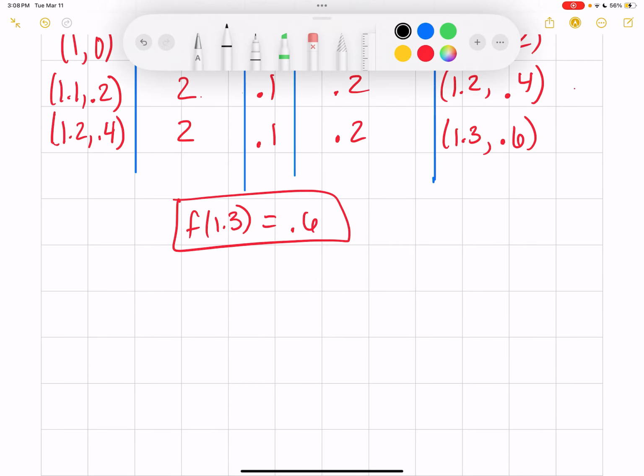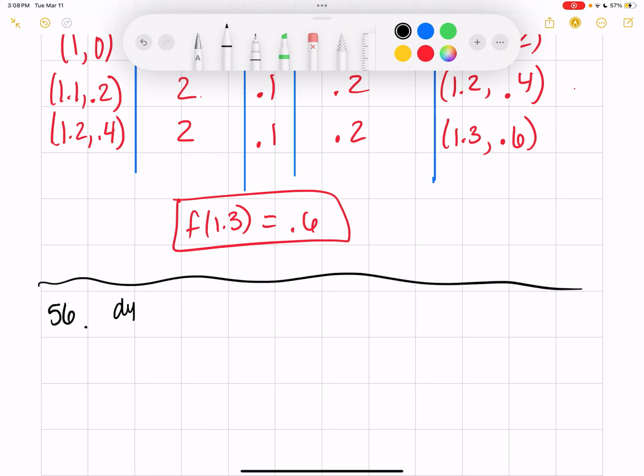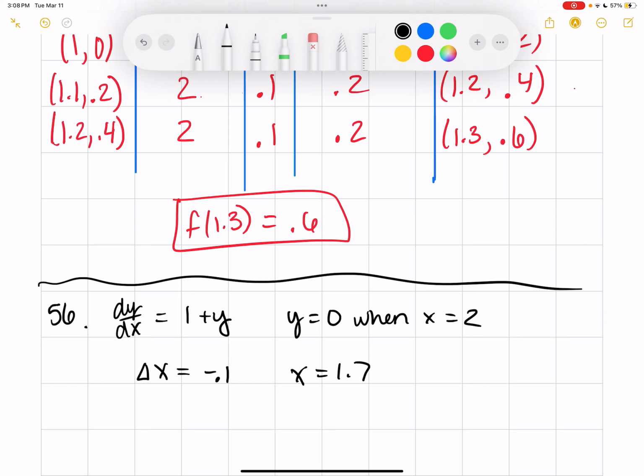All right, 56. Similar thing, but they're giving us different numbers to work with. This time, I'm just going to write it in the problem itself. So 56 is dy/dx equals 1 plus y. It's linear. And y equals 0 when x equals 2. And then they told us in the initial problem statement that delta x is minus 0.1 and x is 1.7. So I'm looking for essentially f of 1.7.